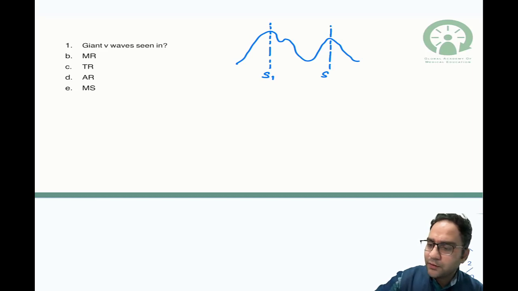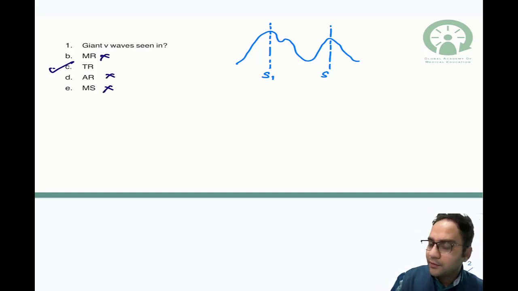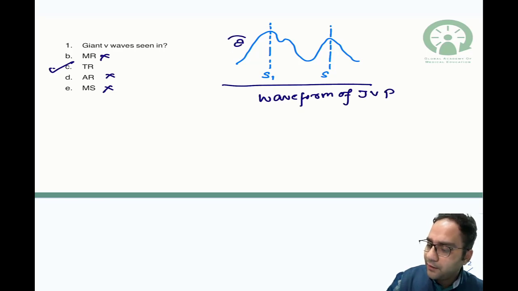So the first question was on JVP. The question was, giant V waves are seen in. There is no other answer, but the answer is mostly tricuspid regurgitation. There should not be any controversy to this question, right? You do not get it in MR, you do not get it in aortic regurgitation, you do not get it in mitral stenosis. So if you see that I have drawn a waveform of JVP here, it has got an A wave, it has got C, it has got X descent, it has got Y descent, and it has got a V wave.